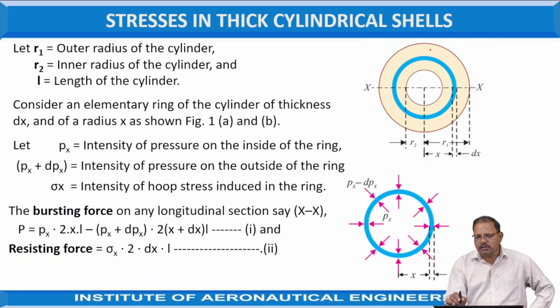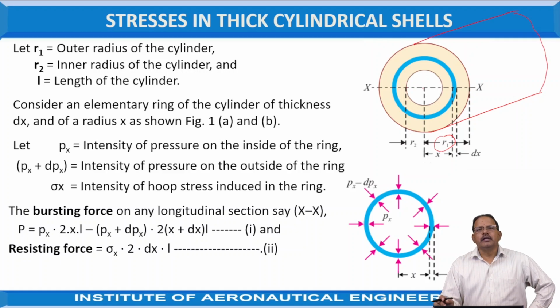Here, this is nothing but representing the circumference of the cylinder. R1 is representing the outer radius of the cylinder. Similarly, R2 is representing the inner radius of the cylinder. Here the inner radius is given, and L is representing the length of the cylinder. It is there like this now.